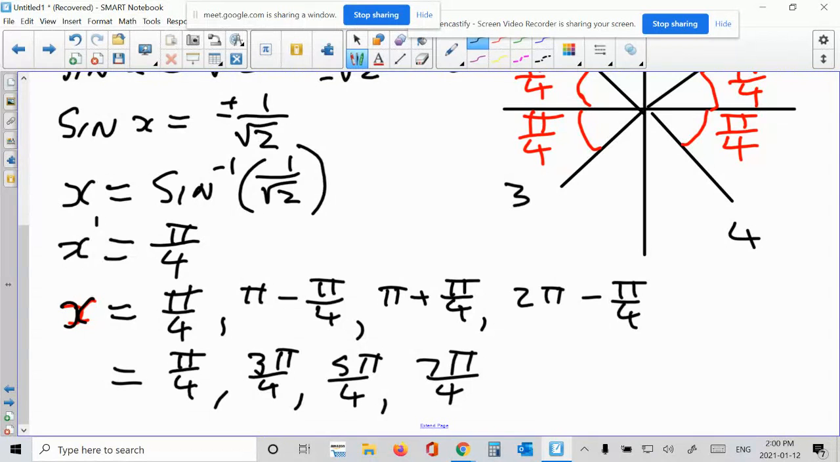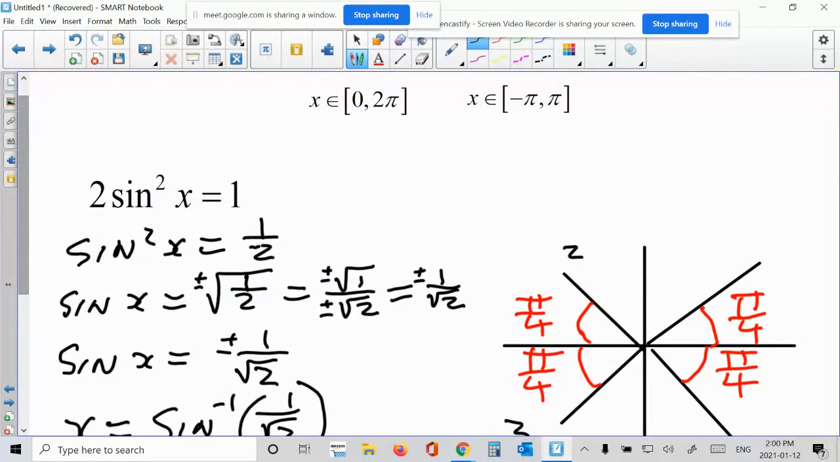Those are your 4 answers right there. Right? So what values of x? Again, I only want answers between 0 and 2 pi. I could ask the same question from minus pi to pi, and there would sometimes be a little bit more work there. Some of the answers are the same, but not all of them are the same. It's the same approach.